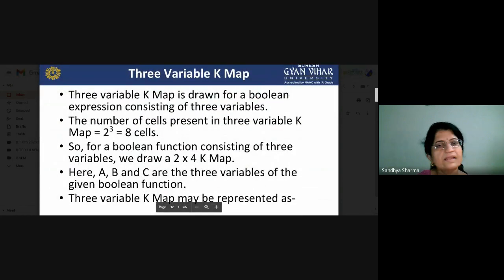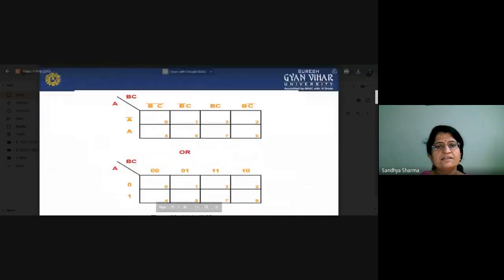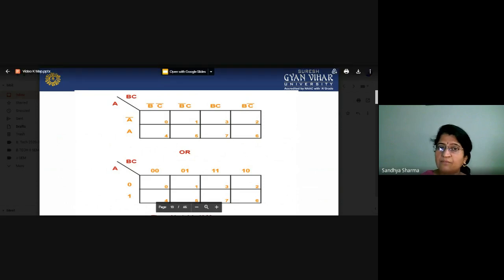Now the same thing applies to our three variable K map. So what will happen here? You have 2 to the power 3. If you have three variables, the number of cells is 8. So you have 8 cells and you have to map all of these. Just see here, there is a way. Since you have three variables, on one side you can take only one variable, and on the other side you will take the two variables.